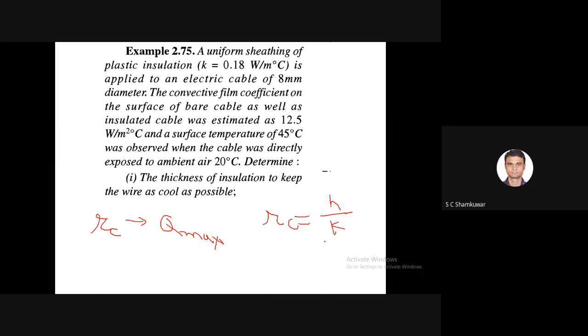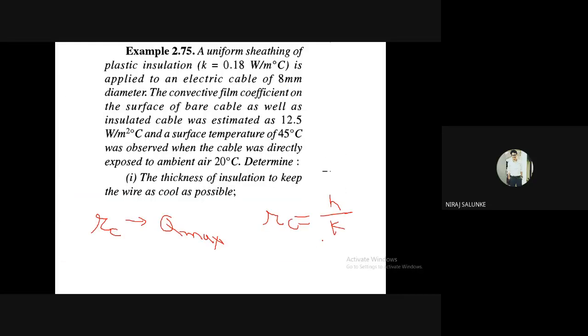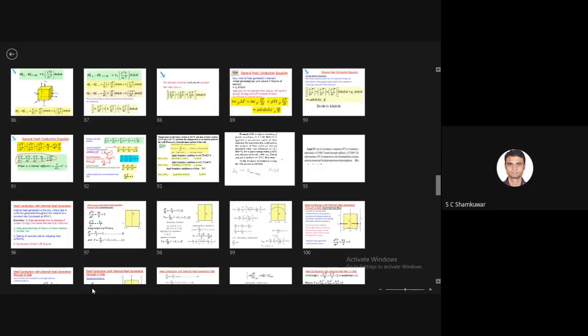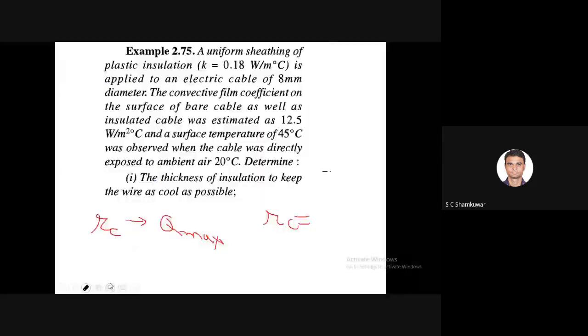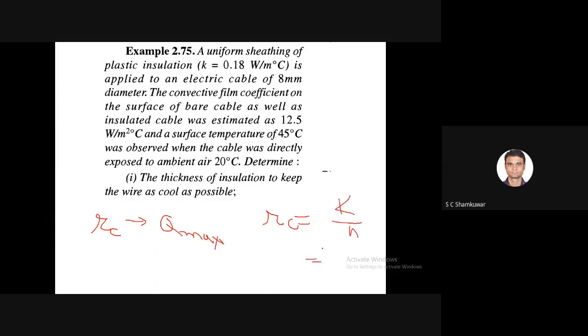This is a sphere. Sorry. Is it K by H or H by K? Sir, K by H. Yes, it is K by H. Extremely sorry. So it is K by H, and you know K, you know H.